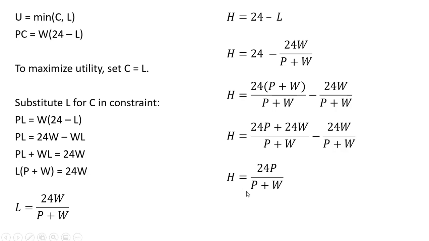Hours of work here is a function of P and W. We'll note that this is going to be backward bending. As W increases, the denominator gets bigger, so hours of work gets smaller. Or taking the partial derivative of the hours of work function with respect to W, we get a result that is negative, less than 0. Okay, I'll stop here.